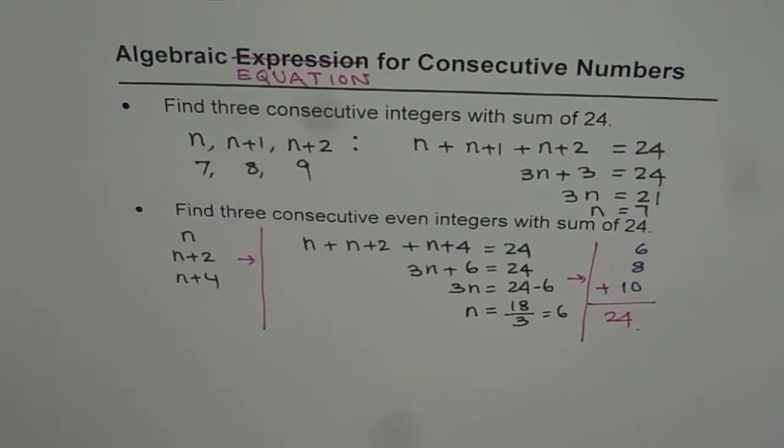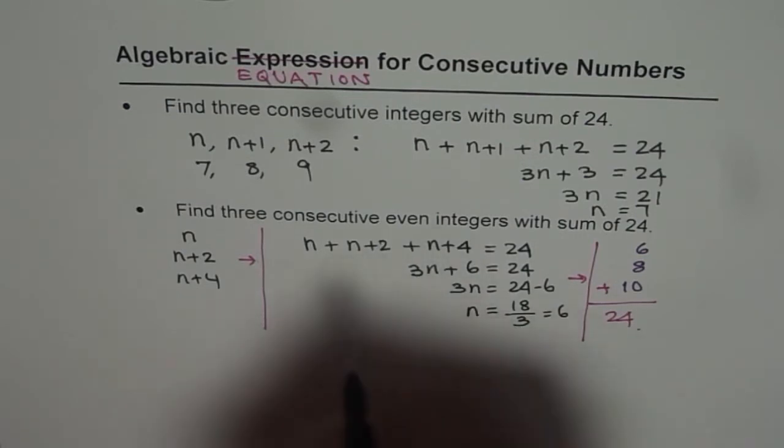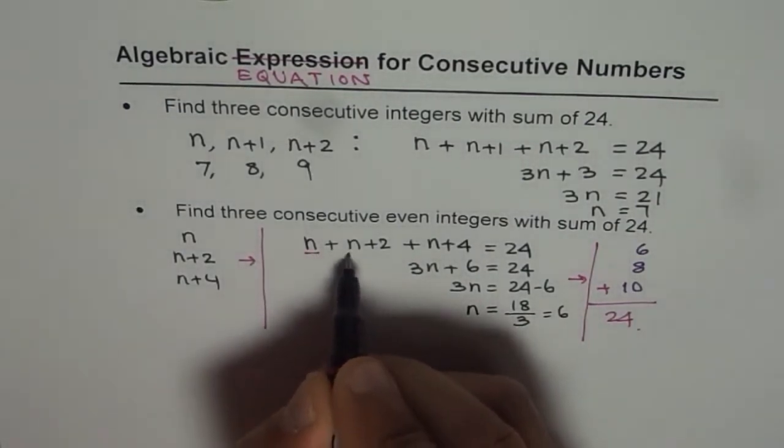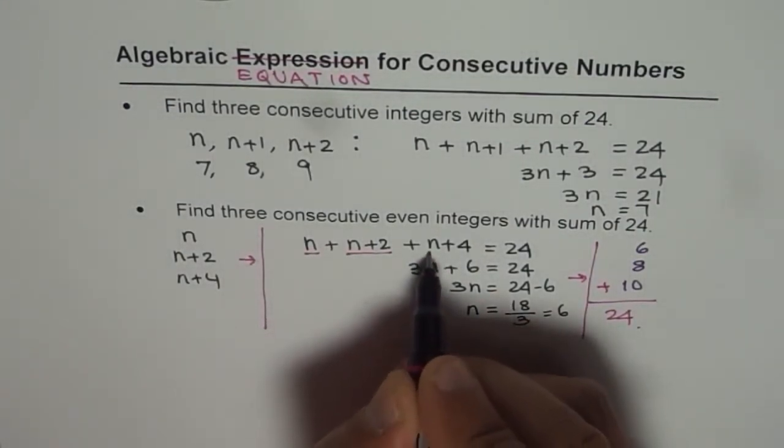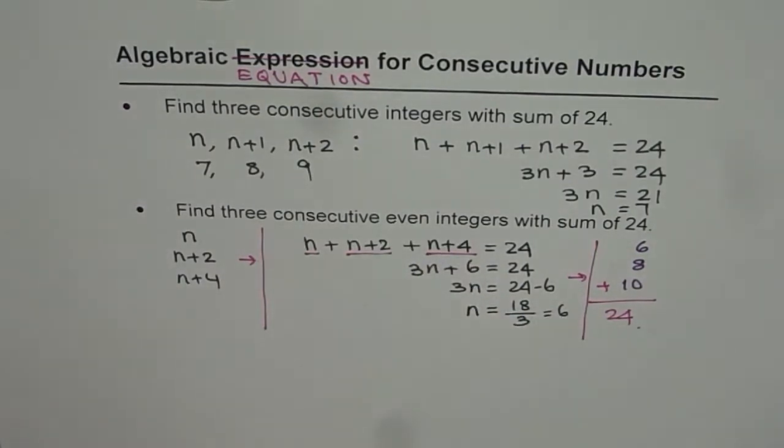So even numbers skip by 1. So you have to add 2 each time, right? So we had 1 as n, the other one will be n plus 2, and the third one will be the previous one plus 2, which is n plus 4.